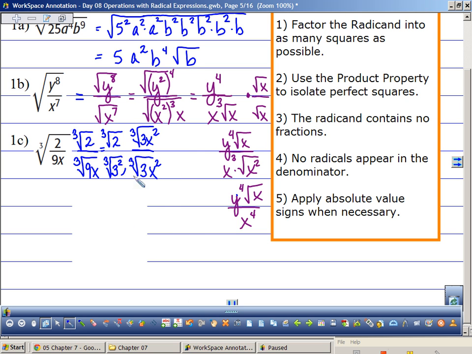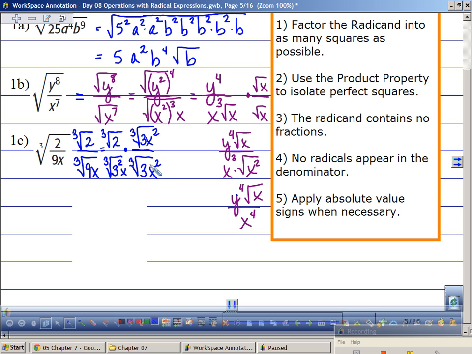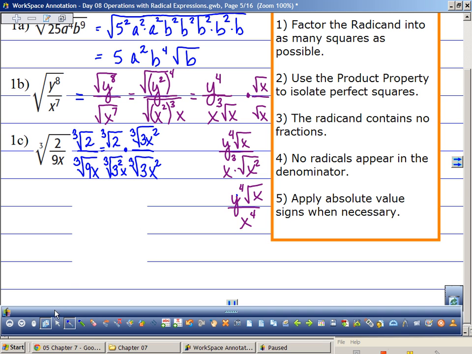That is why I multiplied my equation by a 3x squared, because now I'm going to have 3 3's and 3 x's. If I have 3 3's and 3 x's, I won't need a radical sign anymore. And that's when we came down to this.